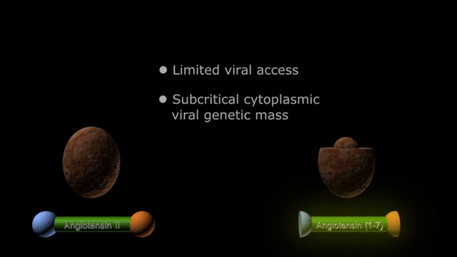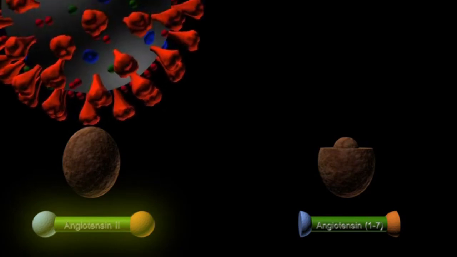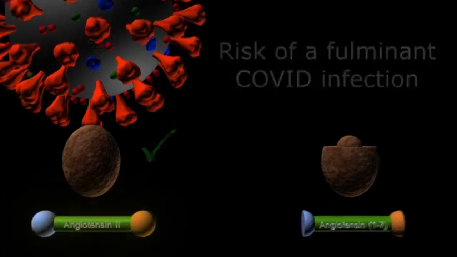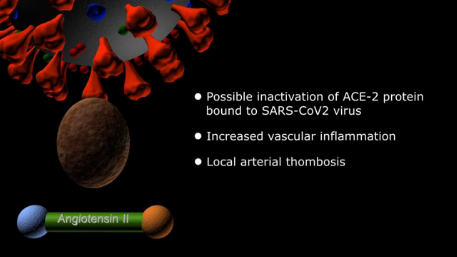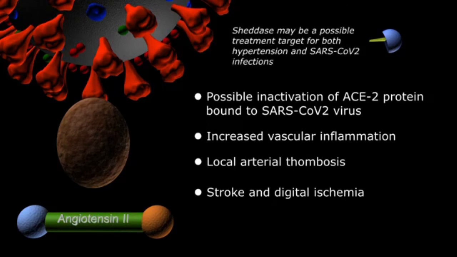critical mass. However, in the chronically ill patient, where angiotensin II dominates, most of the ACE2 surface proteins would remain intact, allowing many viral particle entry points, increasing the likelihood of a fulminant COVID infection. The binding and deformation of the intact proteins by coronavirus may further reduce the availability of the ACE2 enzyme, increasing vascular inflammation resulting in the local thrombosis of arteries in the body, which could explain the findings of stroke and ischemia in the fingers and toes in some patients. If this all turns out to be true, exogenous SHEDase enzyme may be a powerful medication in the treatment of both hypertension and a SARS-CoV-2 infection.